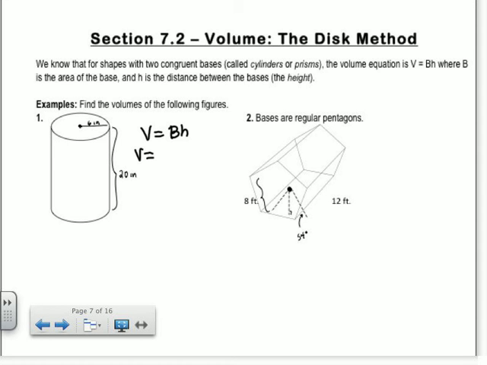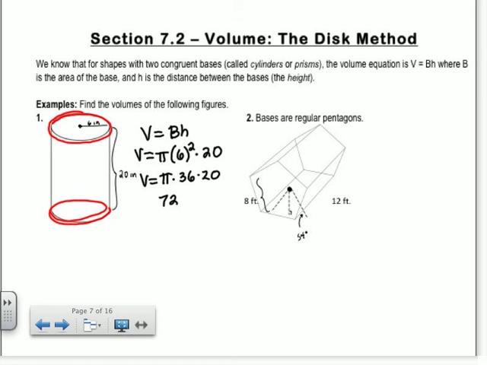So what's the area of these bases? What kind of base do I have? Circle. Those are my two congruent bases. So it's pi r squared. So it's 6 inches, so pi times 6 squared times my height, which was 20. So it's pi times 36 times 20. So 36 times 2 would be 72, so add another 0, so 720 pi.